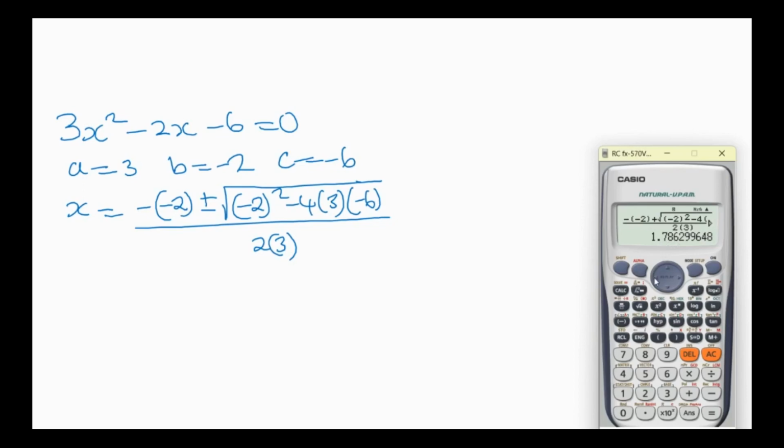Then you want to get the second answer. You go back, don't need to delete anything, just go back, then change this to minus, and then equals, then press S-D, and you can find your second answer. So it's negative 1.119 something, so it's going to be negative 1.12.